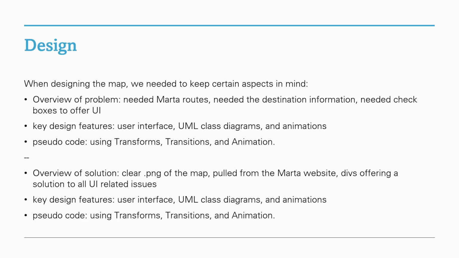Design. When designing the map, we need to keep certain aspects in mind. Overview of problem. Needed MARTA routes, needed the destination information, needed checkboxes to offer UI. Key design features. User interface, UML, class diagrams, and animations. Pseudocode. Using transforms, transitions, and animations.